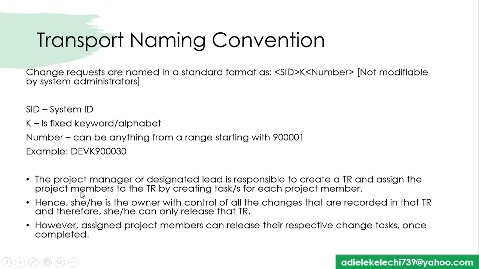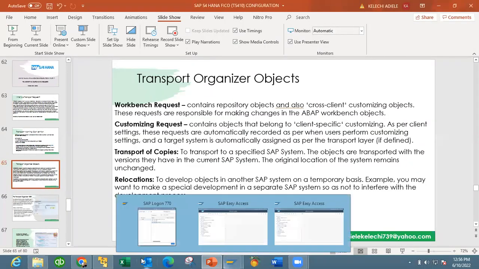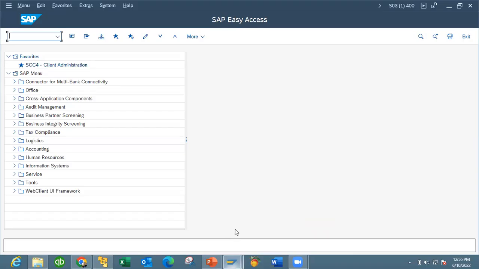So just a brief. The project manager or a lead is responsible for creating a transport request and assigning the project members to it by creating different tags for each of the project members. So just looking at the organization of how these requests are generated, like I initially said, every member can be assigned to a transport request. So let's go into the SAP system and see exactly what the transport request looks like.